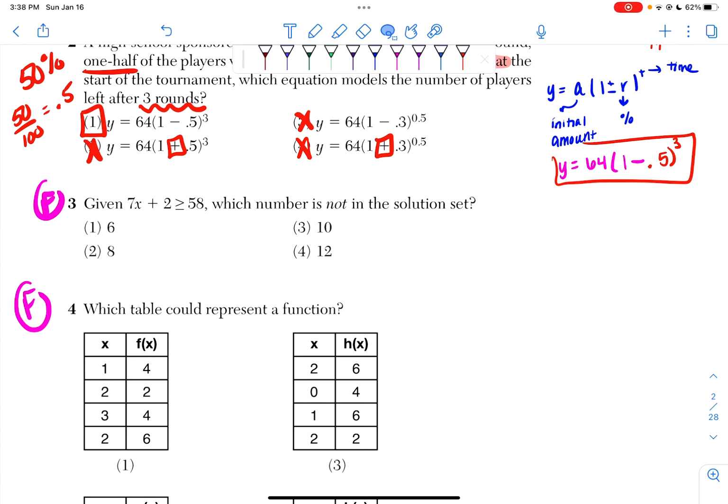Here comes another freebie. Question number 3. Given 7x plus 2 greater than or equal to 58, which number is not in the solution set? So let's do it the by hand way first. I take my inequality and I'm going to solve it for x.